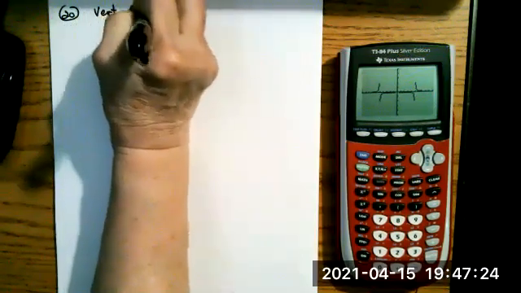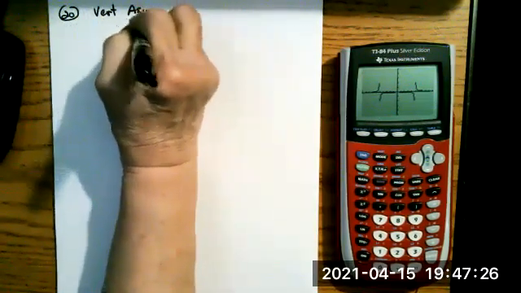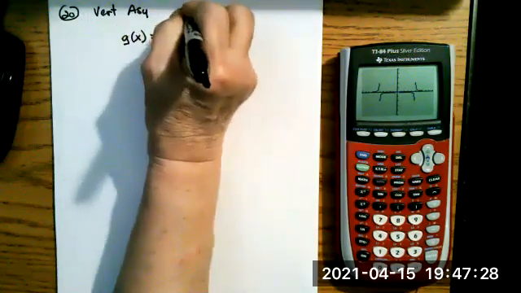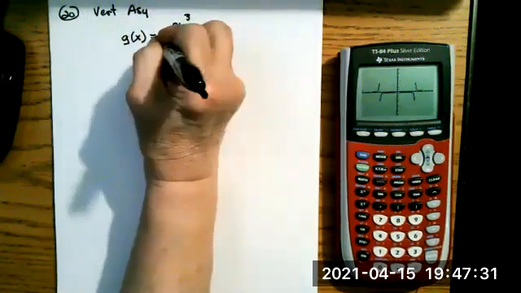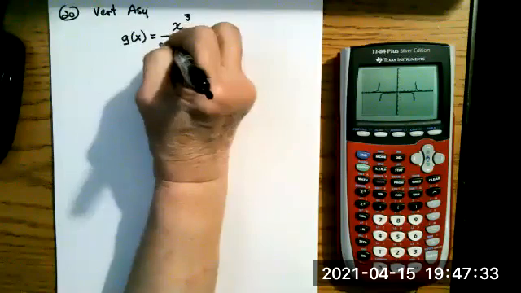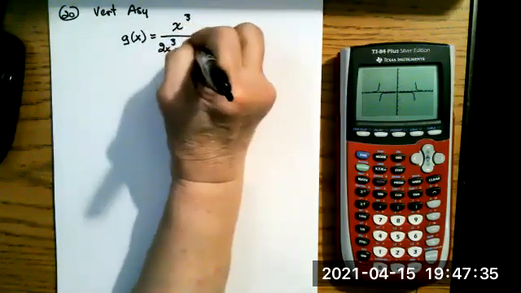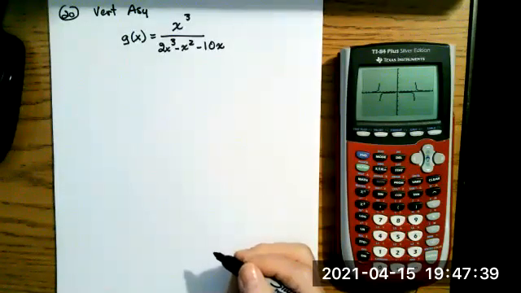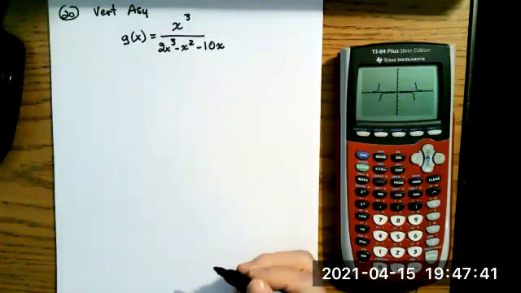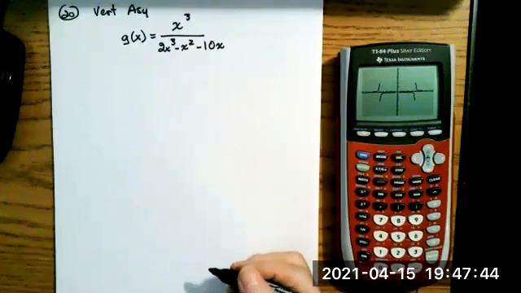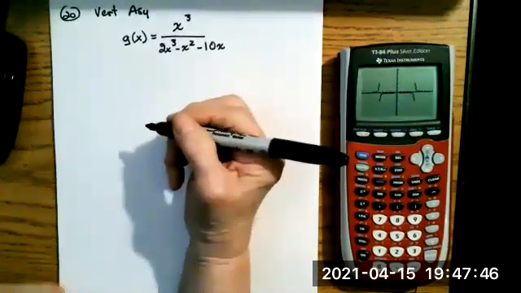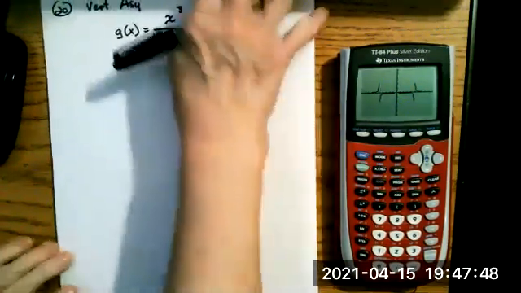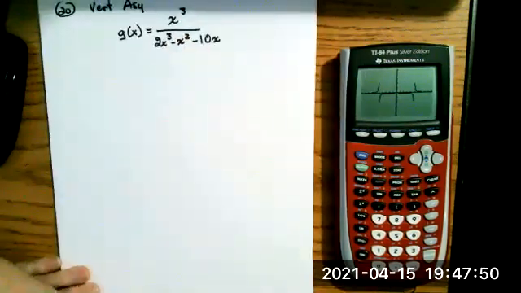So this one is determine the vertical asymptotes. So you have g of x equals x cubed on the top, and you have 2x cubed minus x squared minus 10x. And again, just like I said before, you don't have to worry about getting rid of the thing on the top. So let's see what we've got here.